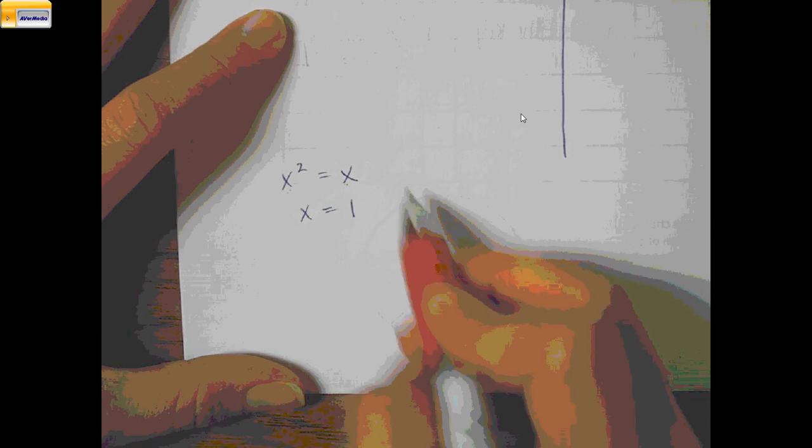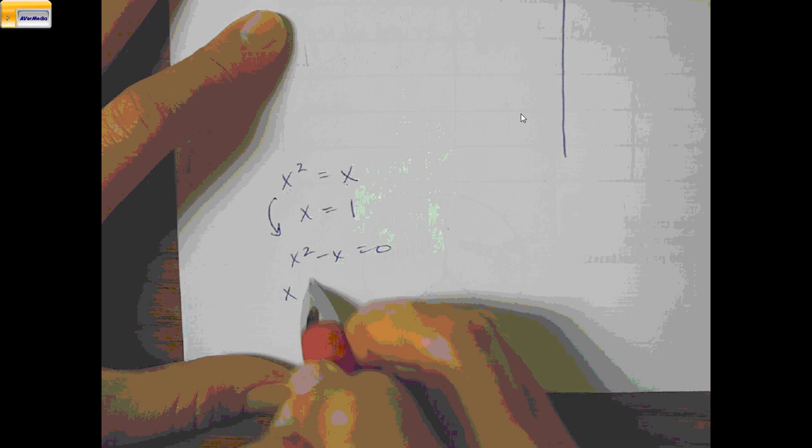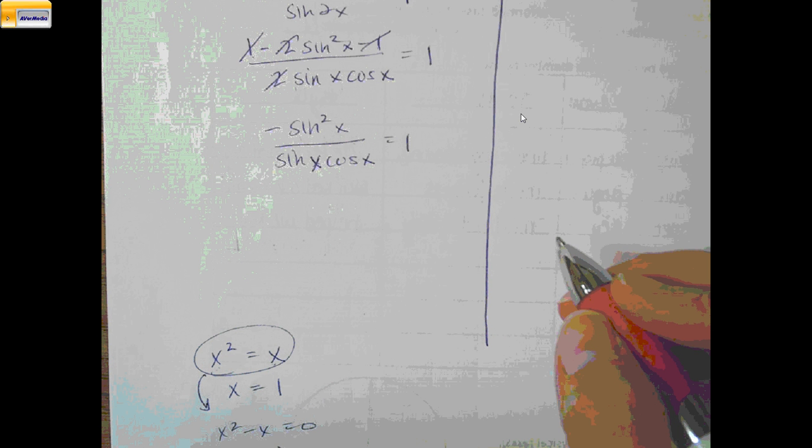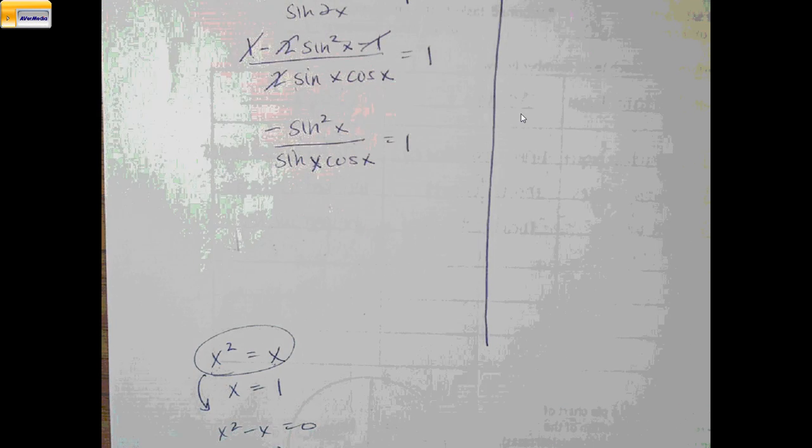So maybe what you should have done on this one is x squared minus x equals 0, factor, and then you'd get both of your answers. You'd get your 0 and your 1. So just know that whenever you start dividing and canceling things out, you might be losing an answer. So you want to be careful on that. If we don't go ahead and cancel this guy out, let's multiply both sides by sine x cosine x.